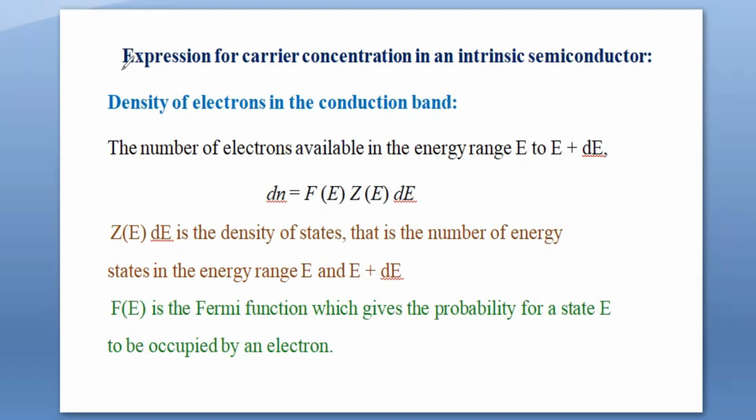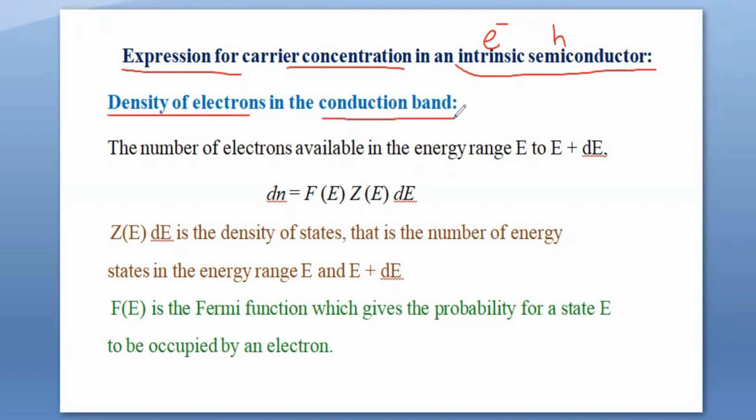Now let us calculate the expression for carrier concentration in an intrinsic semiconductor. In an intrinsic semiconductor, just now we have seen electrons in the conduction band and holes in the valence band will carry current. So we have to calculate the density of electrons in the conduction band and the density of holes in the valence band. So the first part is the density of electrons in the conduction band.